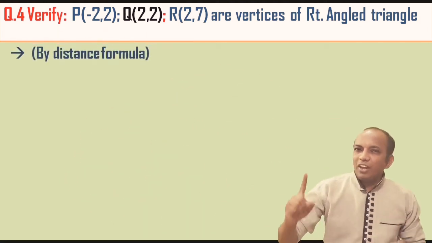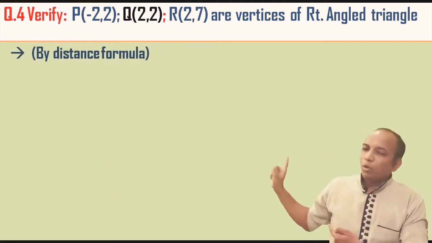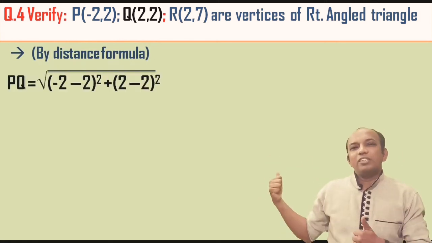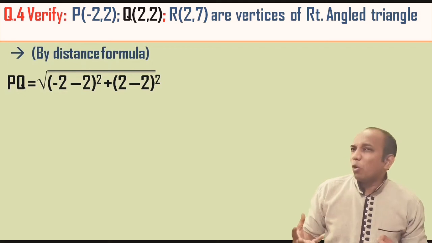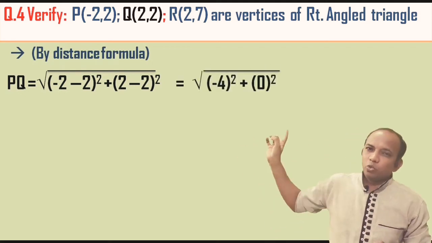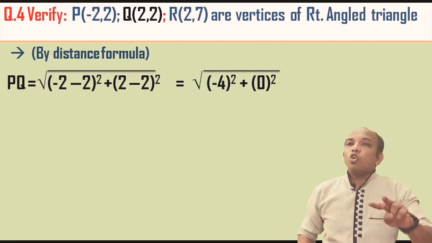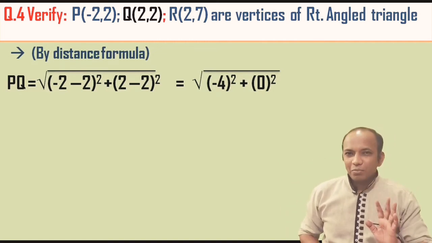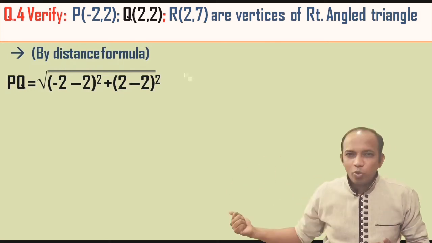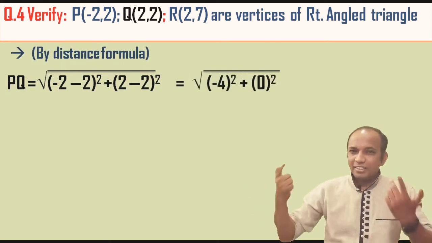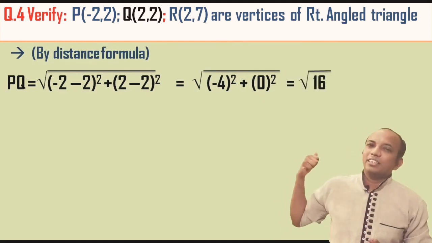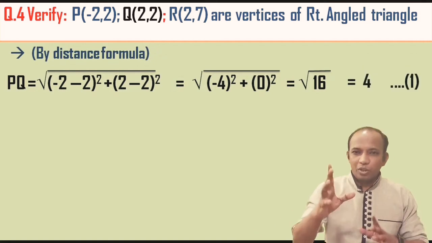The first step, we have to find the distances by the distance formula. So PQ is nothing but the way you are looking on the board. The values are put inside it. After carrying out the proper operation, we get under root (-4) the whole square plus 0 square. Yes, 0, because the 2 coordinates of P and Q are the same, right? After that, (-4) square results in positive 16, and after taking the square root of it, we get the answer 4. Number it 1.